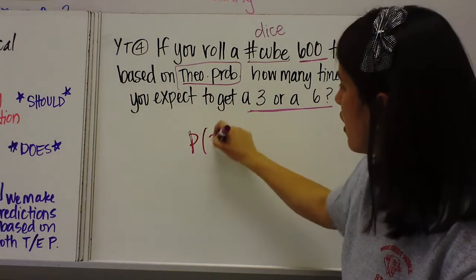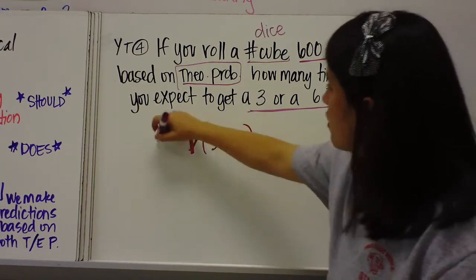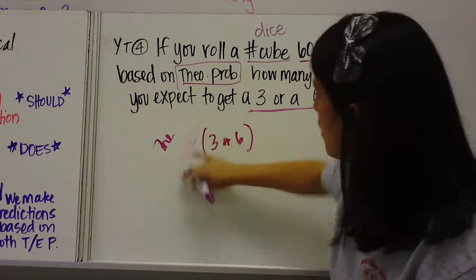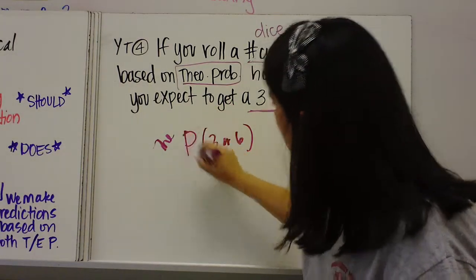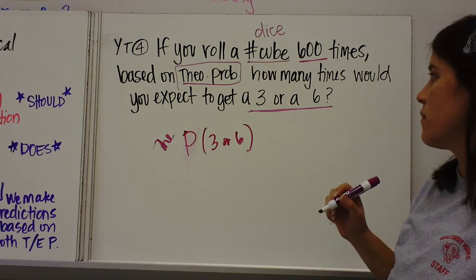So the probability of a 3 or a 6. So first you have to do the theoretical probability. Then you'd have to do it for 600 times.